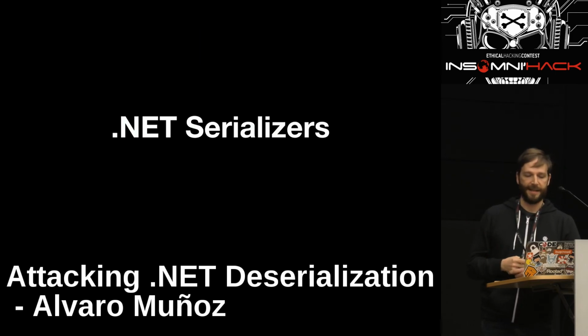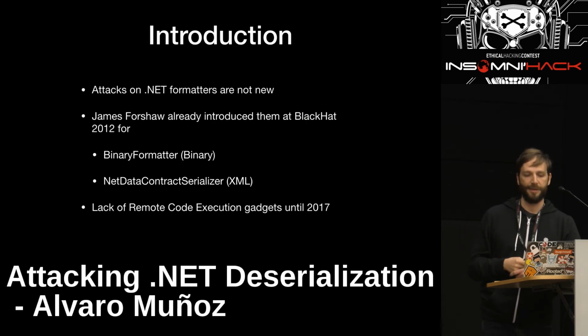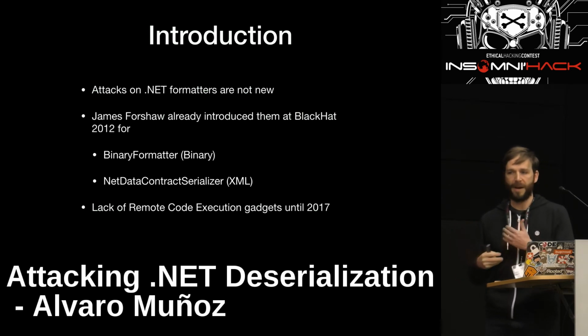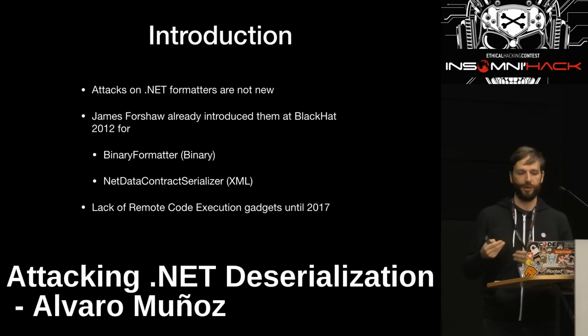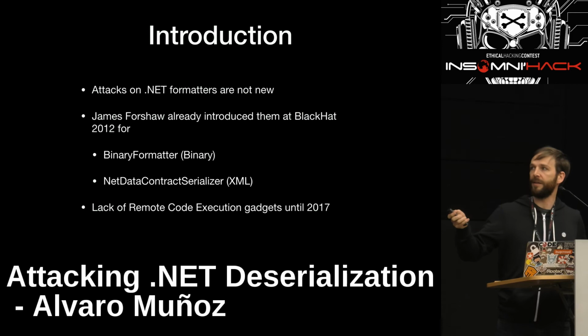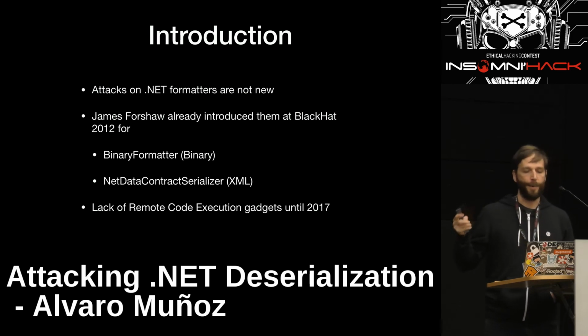Okay, so with that, let's move to the .NET serializers part. Basically, this is nothing new. Back in the days when I was playing with the REST endpoints in 2012, James Forshaw from Google Project Zero was presenting at Black Hat that some malicious code could be executed as the result of .NET deserialization. So at that time, he found that BinaryFormatter and NetDataContractSerializer both could lead to some dangerous execution, but at that point, there were no remote code execution gadgets, right?